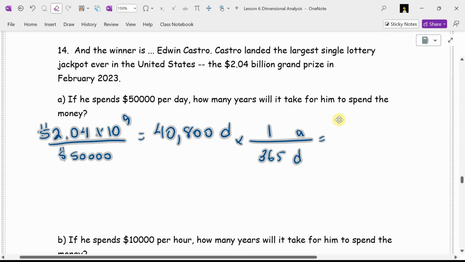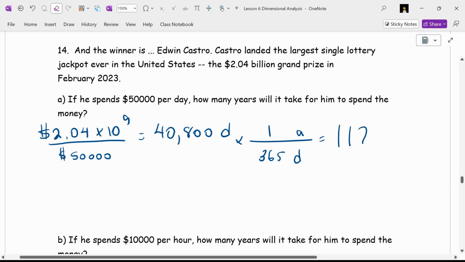So here's my question. If he spends $50,000 per day, can he spend that in his lifetime? No. My last class this morning said, well, maybe if he lives that. No, because can you win a lottery when you're 1 year old? Are you allowed to? No, you have to be adult age, which in the US is probably 21. And so he was at least 21 when he won the lottery. He's got to spend the money faster.